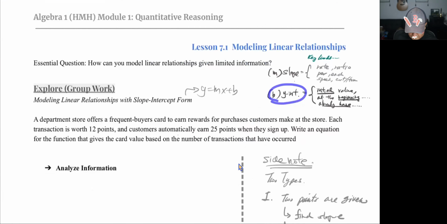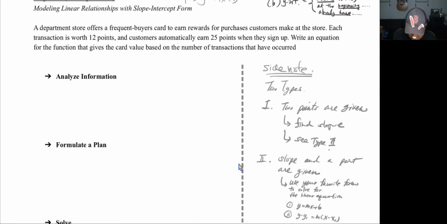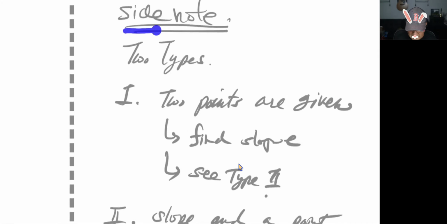Now, when you have a slope-intercept form right here, guys, there are two kinds of information they're going to give you. In this particular case, it gives you a slope and an intercept. What other types are there? Well, first of all, this is a side note. I literally draw a dotted line on the side to make a note. Side note. Get it? Okay.